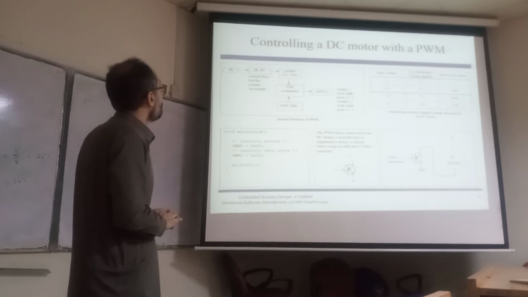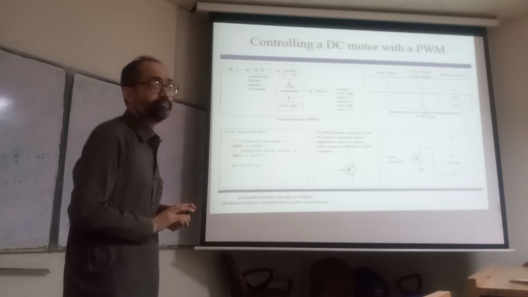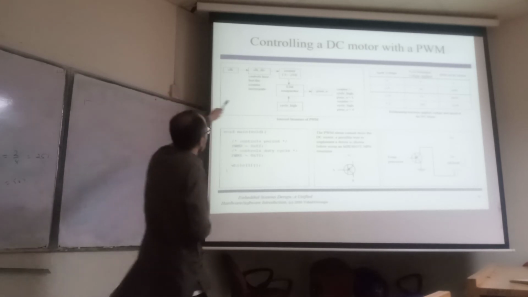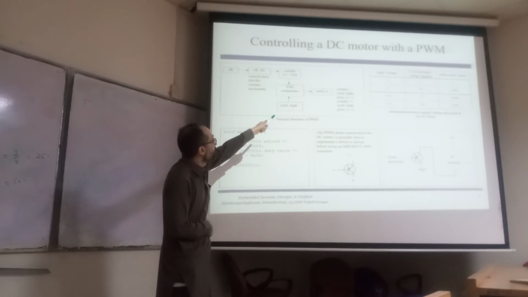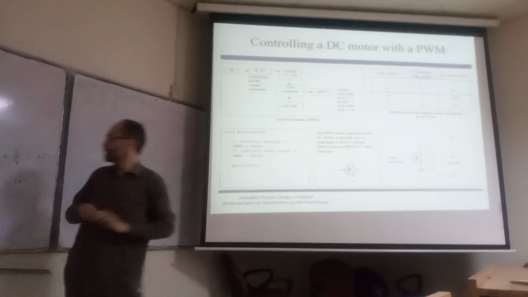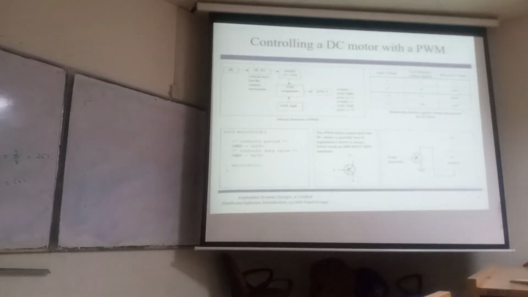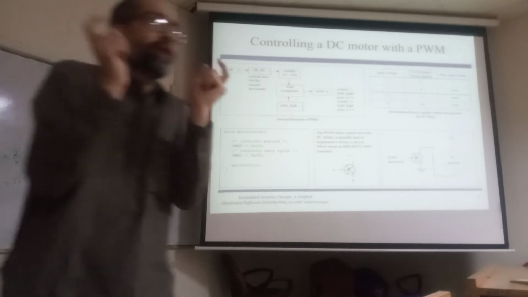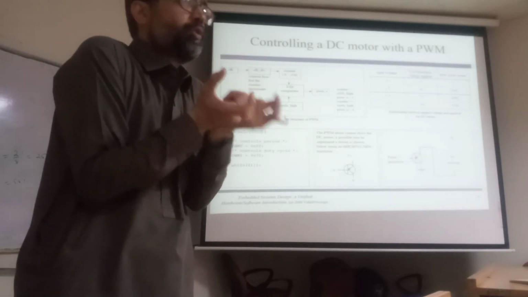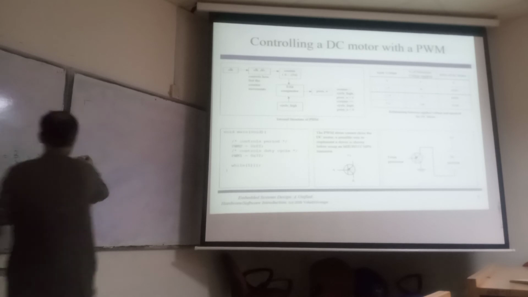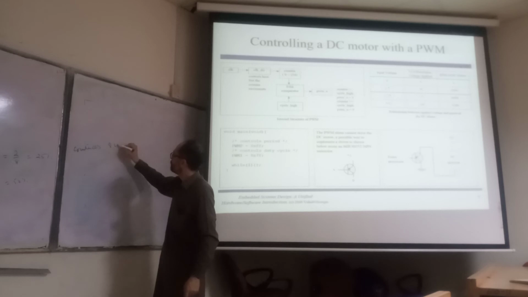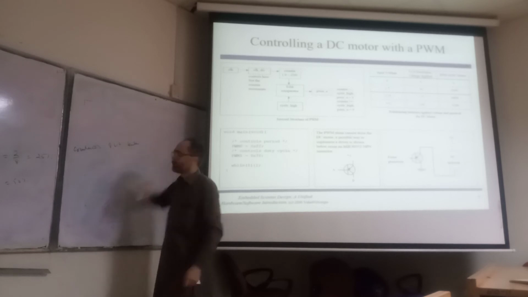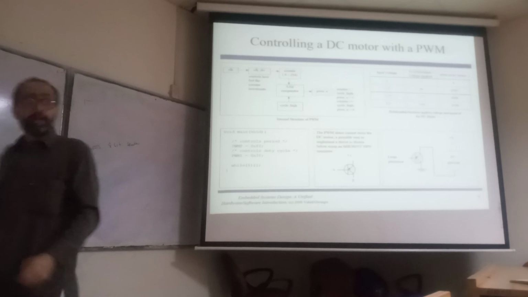How can you generate this PWM signal? You have a clock, then a clock divider, then a counter, then an 8-bit comparator, and then you can generate this PWM signal. How? I will explain this with examples. Let's assume that within the microprocessor you have one counter, and let's assume this counter is an 8-bit counter.